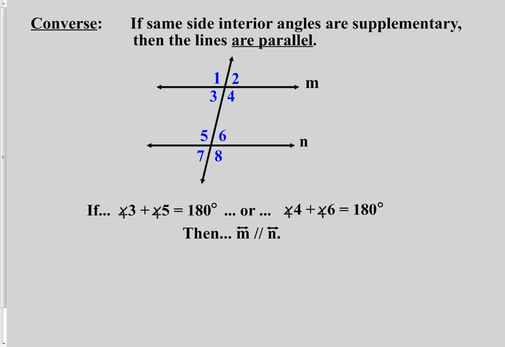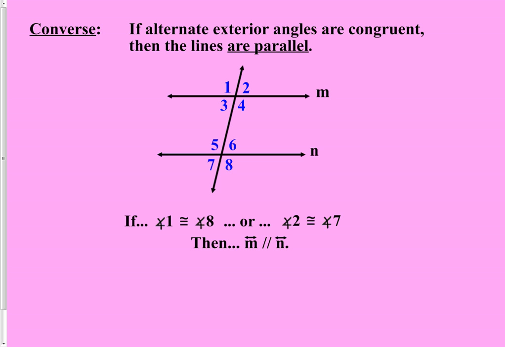Same side interiors, remember same side interior or consecutive interior are the ones that are different. They are supplementary. So if you can find any set of same side interior angles that are supplementary, then your lines are going to be parallel. Okay, and the fourth of the four rules is the alternate exterior angles. If you can find any set of alternate exterior angles and prove them to be congruent, then that means that your lines must be parallel.